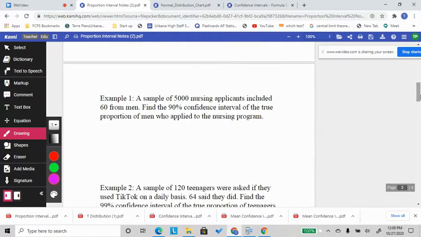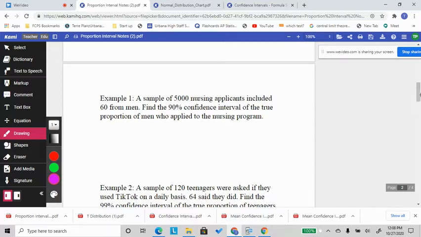Okay, example 1. A sample of 500 nursing students included 60 men. Find the 90% confidence interval of the true proportion of men who applied to the nursing program. So each of these, you need to have three answers. You need to have the numbers in the formula. You need to have the mathematical answer for the interval. And then we're going to also do sentences for those.